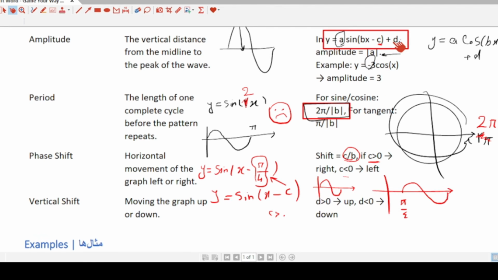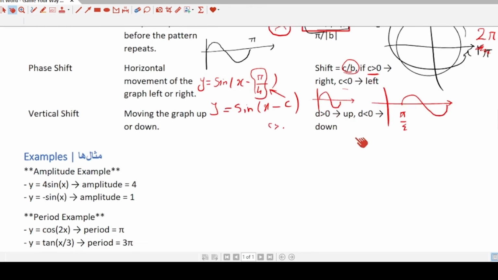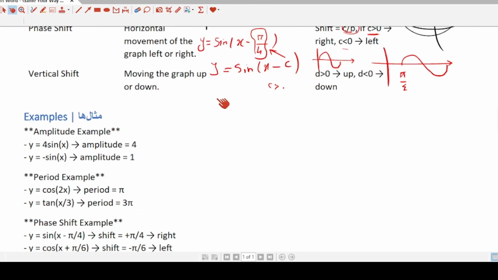But what about d? The graph moves up or down by the amount of d. Of course, the coefficients a and d behave nicely. That means if d is positive, the graph moves upward. And if d is negative, the graph moves downward. Now let's go over a few examples together.